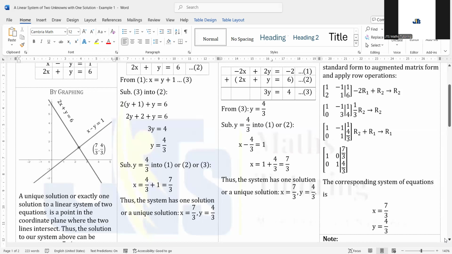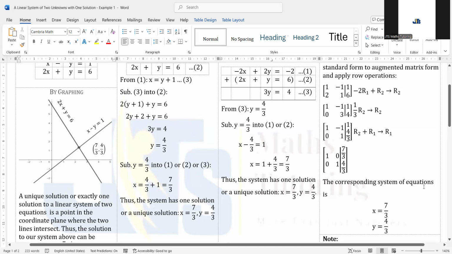Take note, why are we saying exactly one solution, or why are we saying a unique solution? It is exactly one solution or a unique solution in the sense that x will never be any other value apart from this value which we've calculated here. y can never be any other value apart from this value which we've calculated here. That's why we call it exactly one solution or a unique solution.